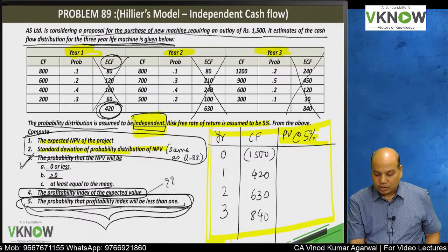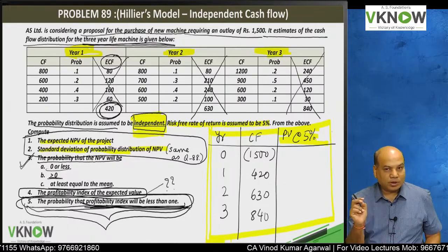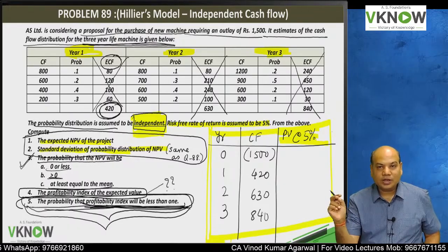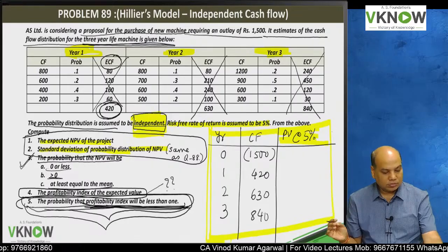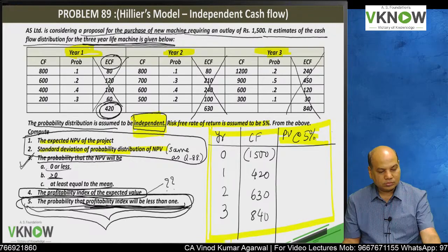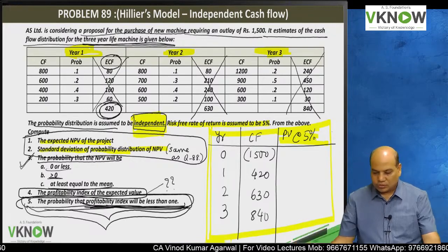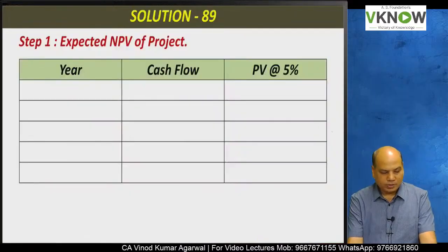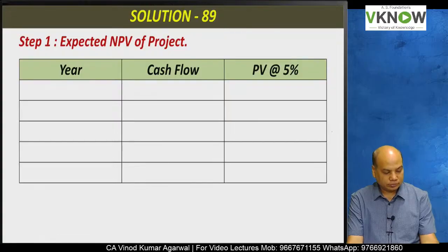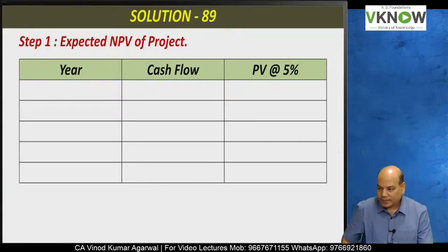What is the probability that profitability index will be less than 1? You have to find the probability that profitability index will be less than 1. So first answer first. Expected NPV of the project.